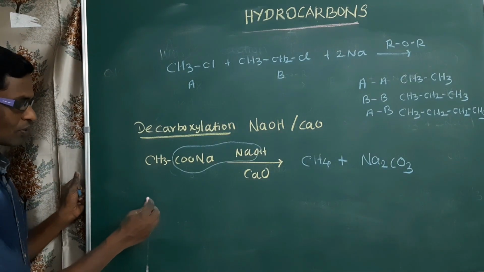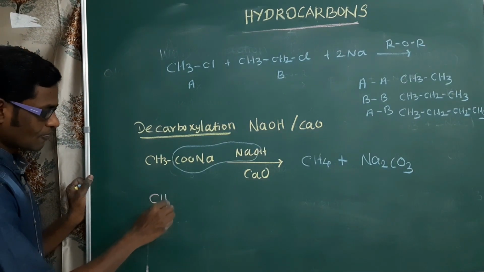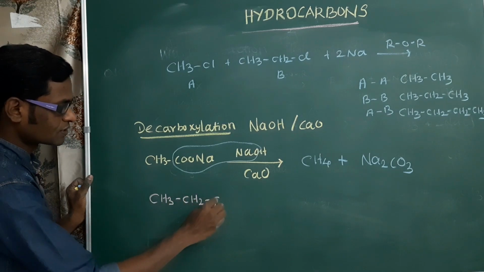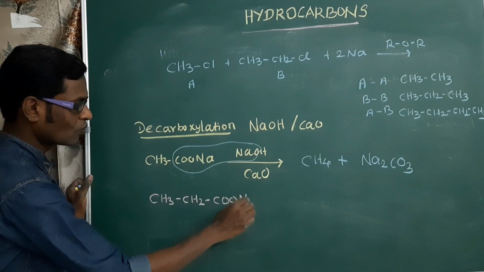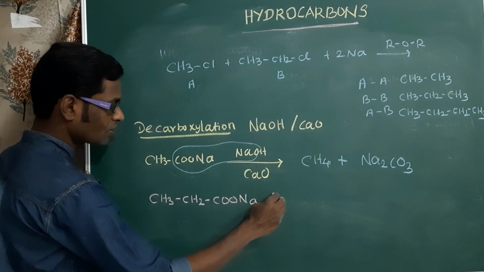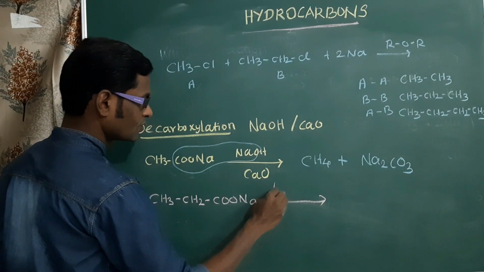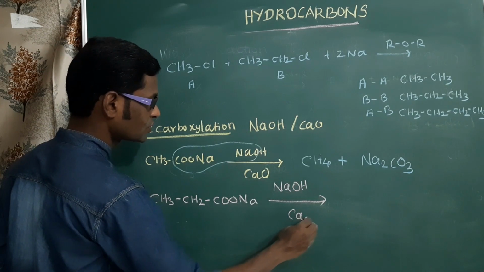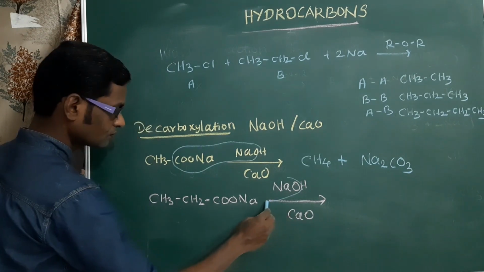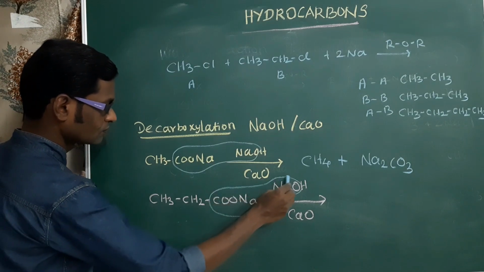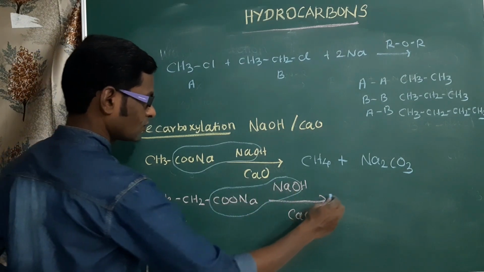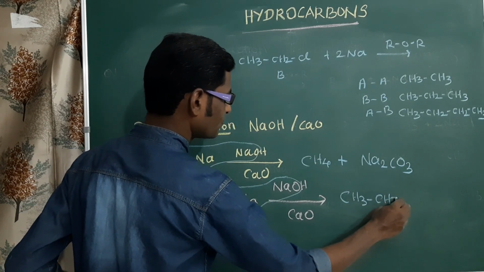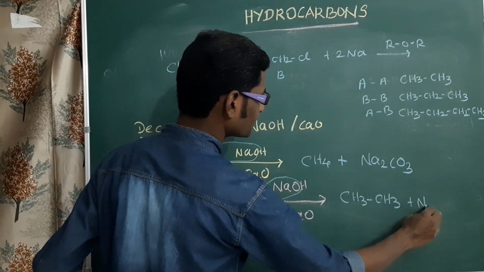From sodium propanoate, we will get ethane. Molecular formula of sodium propanoate, CH3CH2COONa, same decarboxylation reaction, treated with soda lime, NaOH and CaO, 3:1 ratio of sodium hydroxide. The product is ethane, CH3-CH3 plus Na2CO3.